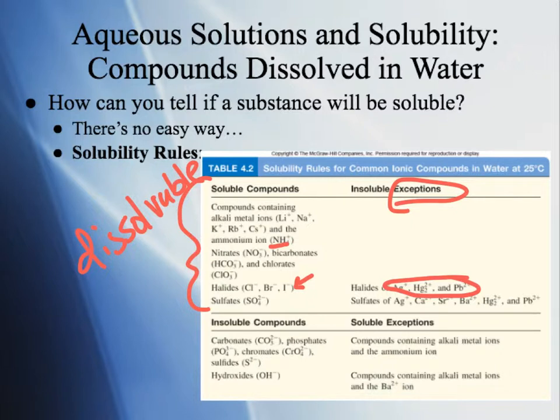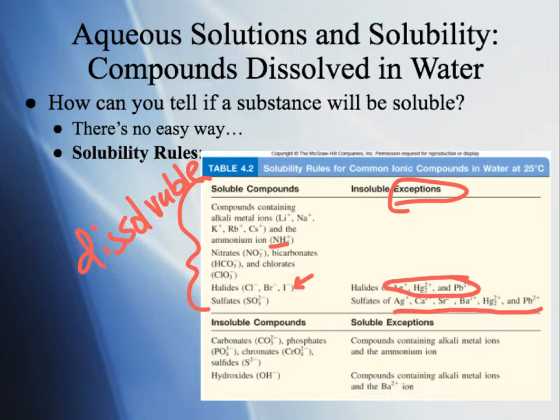There's also, it looks like, mercury and lead. Compounds that are with halogens are also insoluble. Sulfates are generally soluble except those that are hooked up with these metals. Okay, so silver, calcium, strontium, barium, mercury, and lead. All right, those guys would be insoluble.